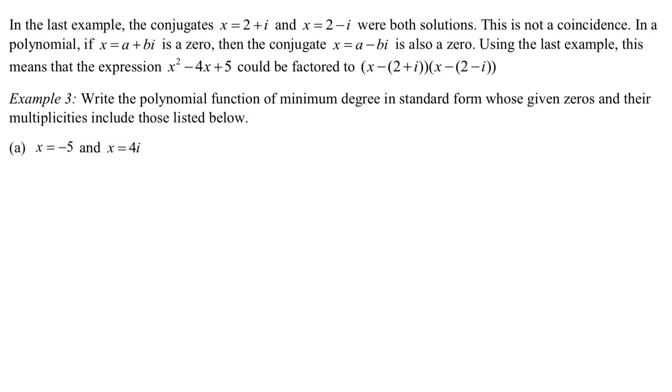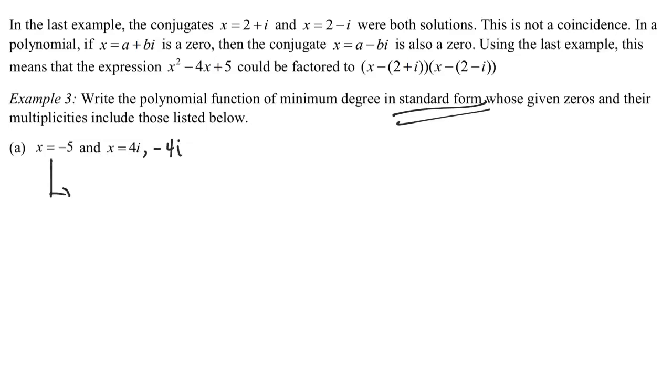So in example 3, we're going to do something similar to what we did in example 1. We're going to write a polynomial function of minimum degree in standard form, which means it's going to be all multiplied out by the time we're done, whose given zeros and their multiplicities include those listed below. So we have x equals negative 5 and x equals 4i, but those are not the only zeros for this polynomial, because remember, if I have an imaginary 0, 4i, I've also got to have its conjugate, negative 4i. So be careful and stay on the lookout for that.